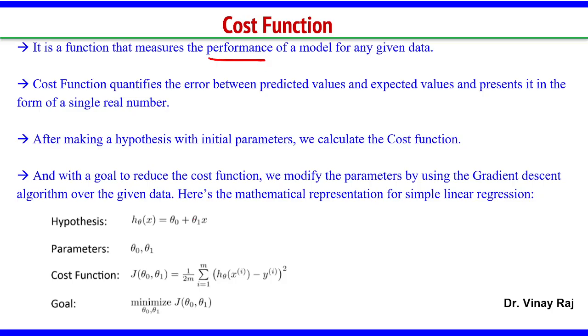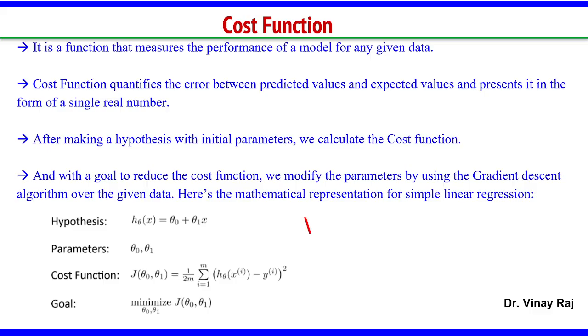Now for a simple linear regression, what is my hypothesis? Mathematically we write h of x is equal to theta 1 x plus theta naught. I have to optimize the values of theta naught and theta 1. Those are my parameters. What is my cost function here? I am using the mean squared error, MSE value.